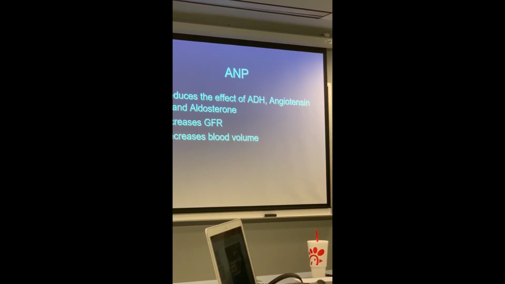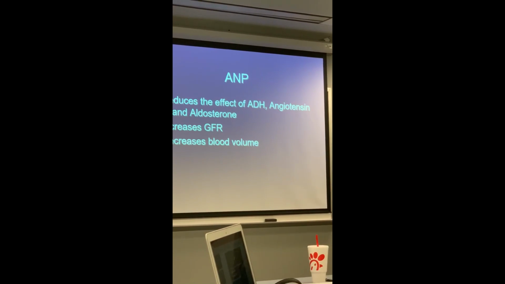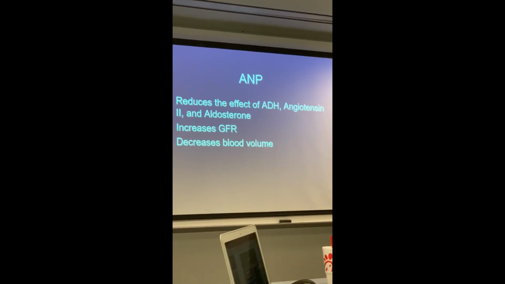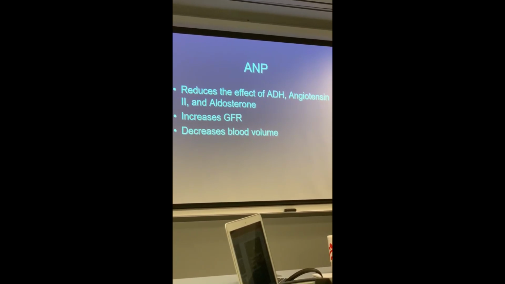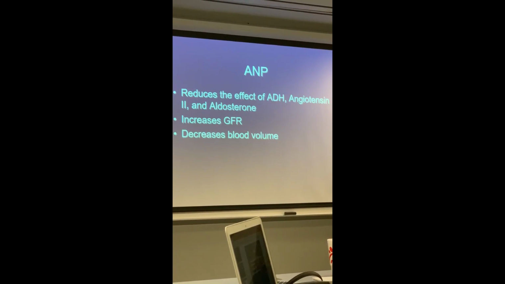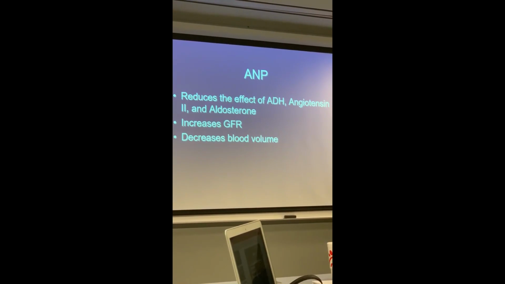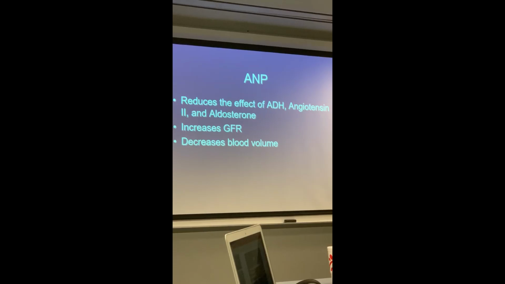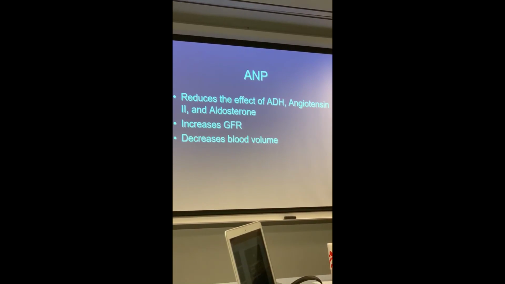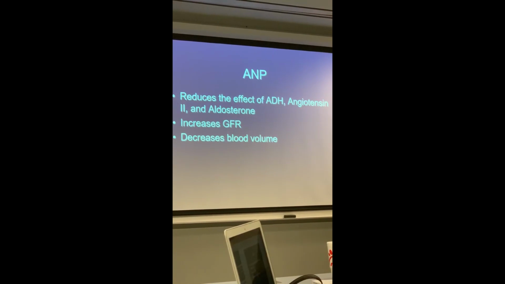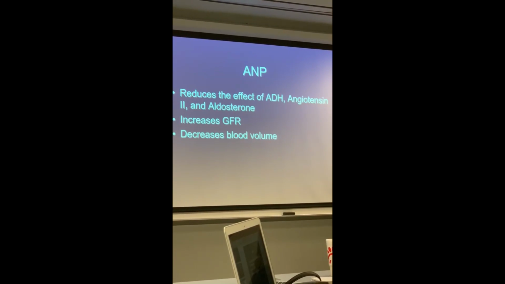Okay, and then ANP, of course, mainly works by interfering with these other ones. It reduces the effect of ADH, angiotensin 2, and aldosterone. We know, though, it has a direct effect on GFR. We discussed this earlier because it causes those mesangial cells to relax, increasing the filtration membrane area to raise the GFR. And of course, all that is going to decrease blood volume.